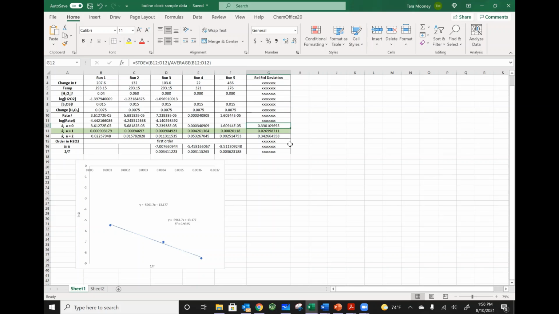So you guys should see that the order with the smallest relative standard deviation is first order. Because we saw, based on the data, that as we changed the concentration, the reaction time also changed. So that tells us that it is dependent on concentration. Okay, any other questions?